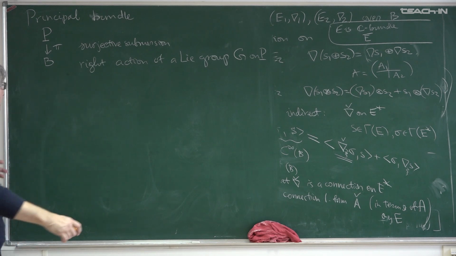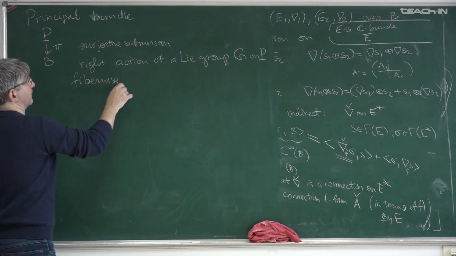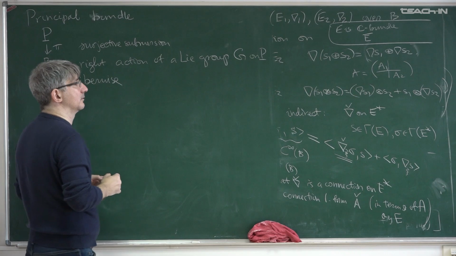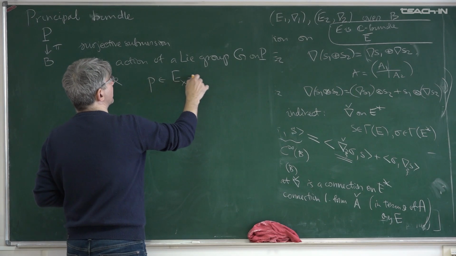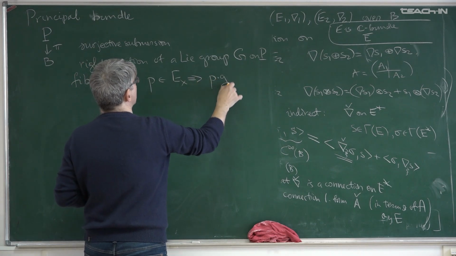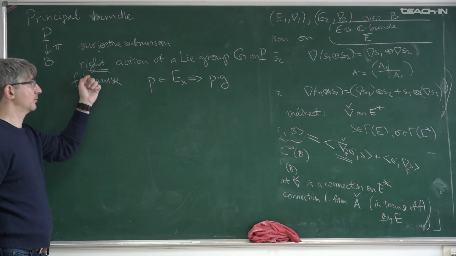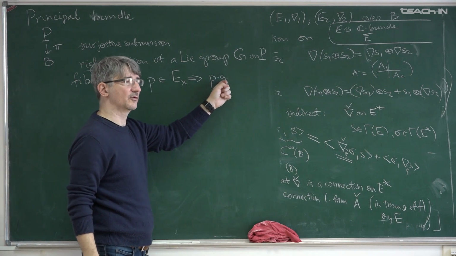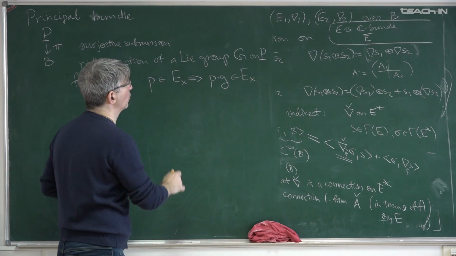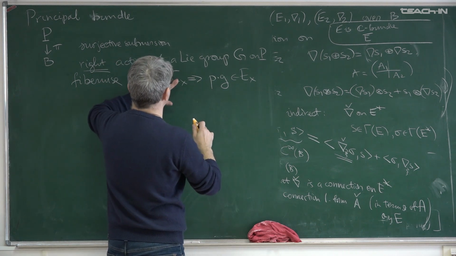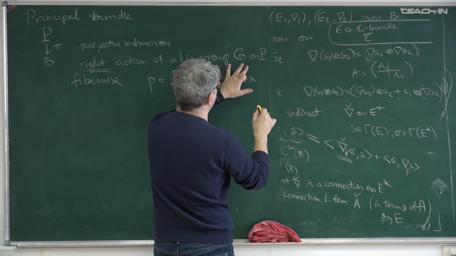And this right action should satisfy some specific properties. Fiber-wise, if P belongs to the fiber over the point X, then P, pay attention please that the action is on the right, so I write the group element from the right, to the point pi. So this guy belongs to the same fiber. Oh, why? Sorry. It's not E, because the total space is P capital.